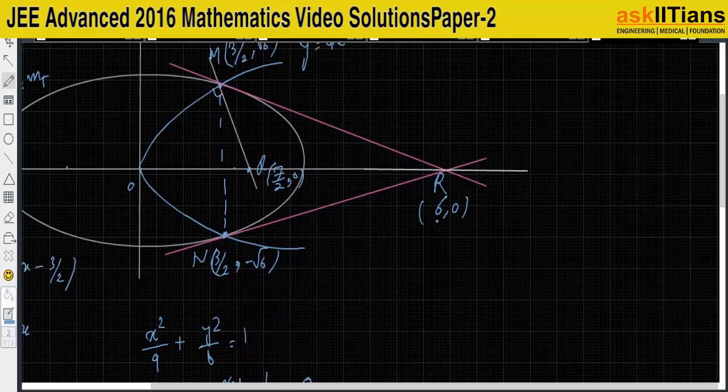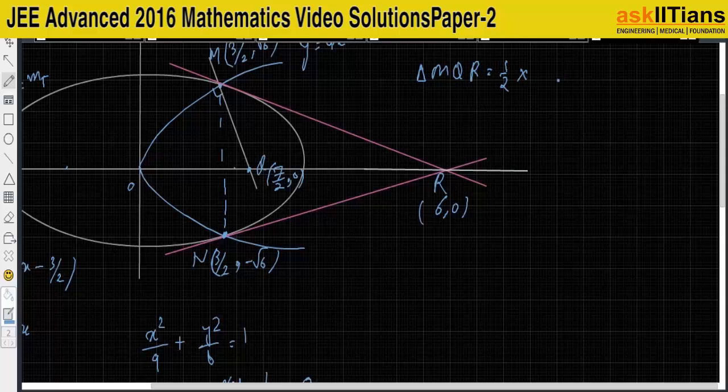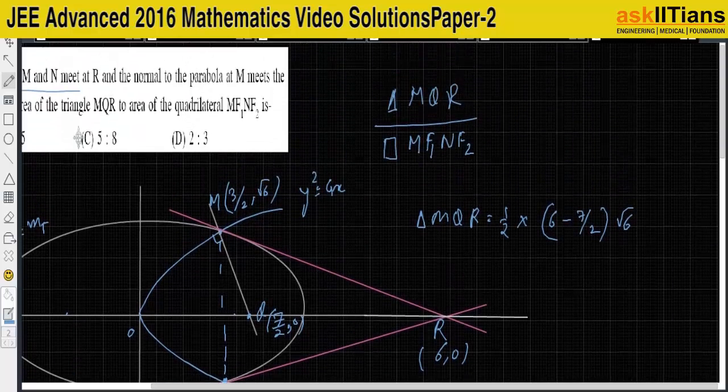So now I can find out the area of this triangle. The area of triangle MQR will be half into base. The base is 6 minus 7 by 2, and the height is simply root 6. So this will be the area of triangle MQR. You can find it by simplifying.